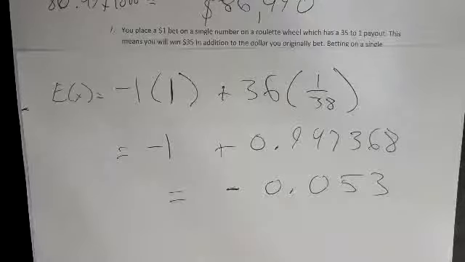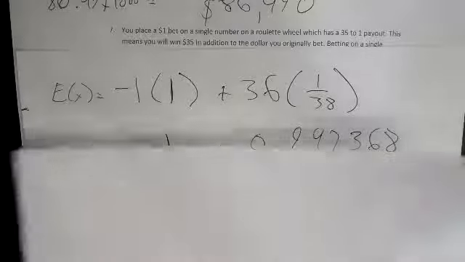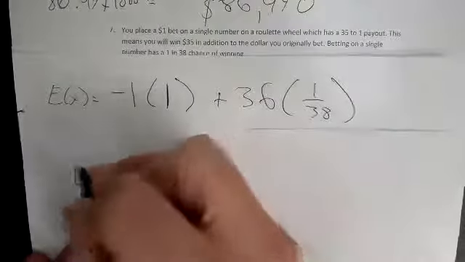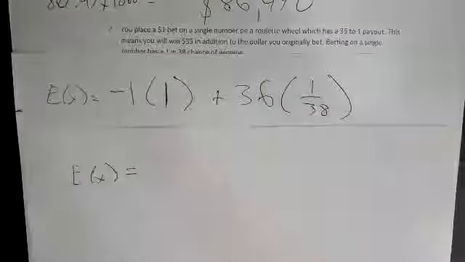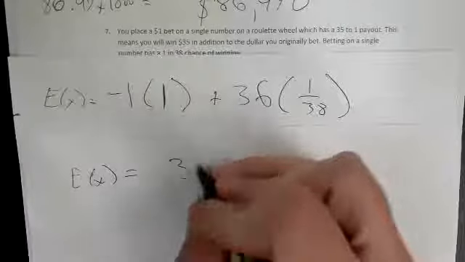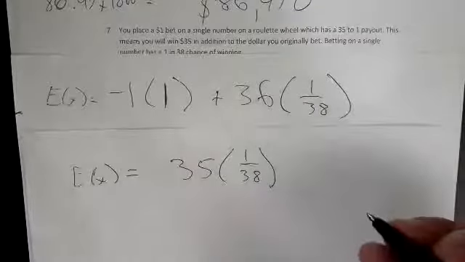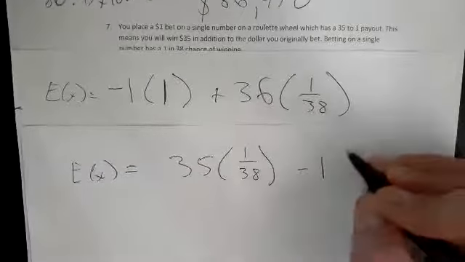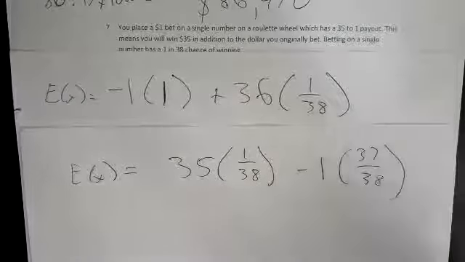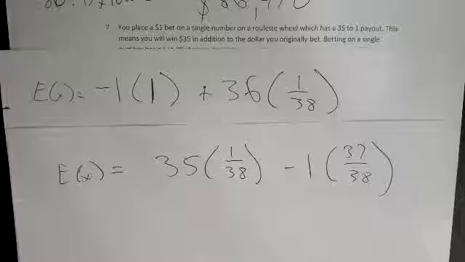You want to see the other way? If this confuses you, just ignore it. There is another way to set this up where you don't account for the fact that you paid the dollar. If I don't account for that, I'm going to win $35 1 out of 38 times, and I'm going to lose $1 37 out of 38. And if you do this, I think you get the same number. 35 out of 38, and we subtract 37 out of 38. Yeah, it gives you the same number.